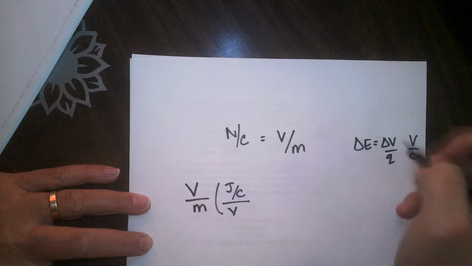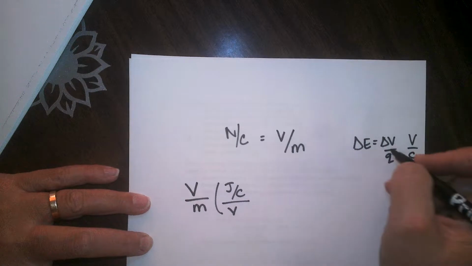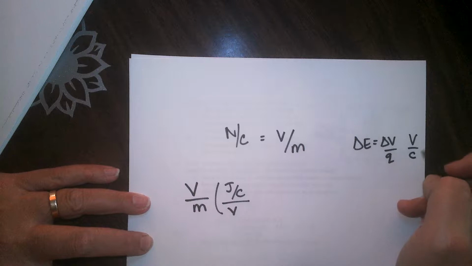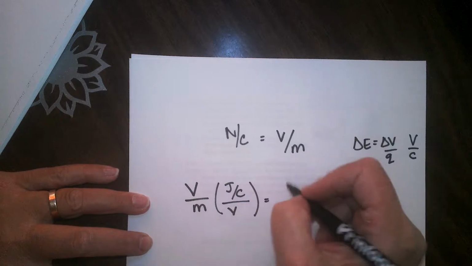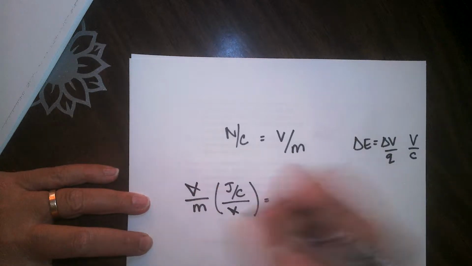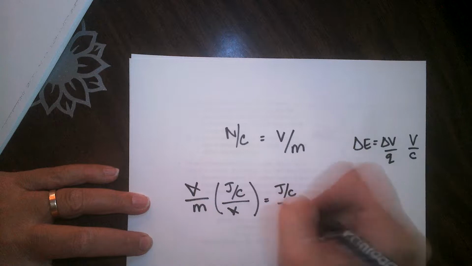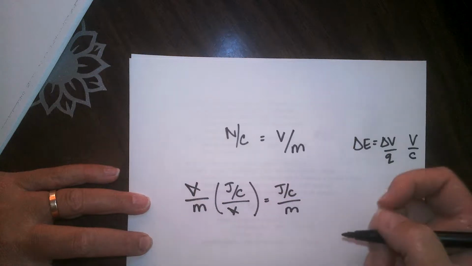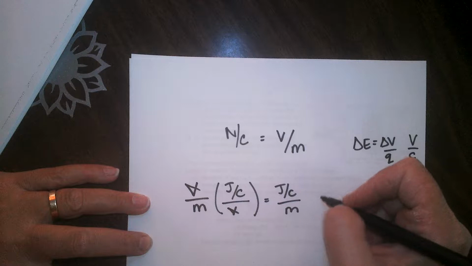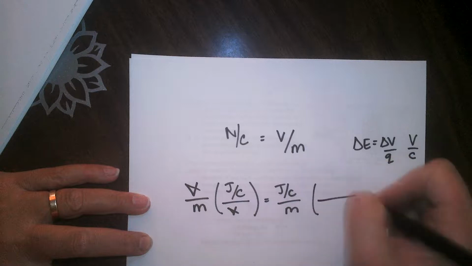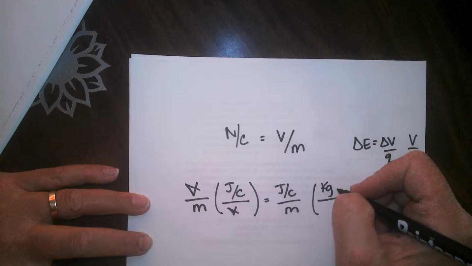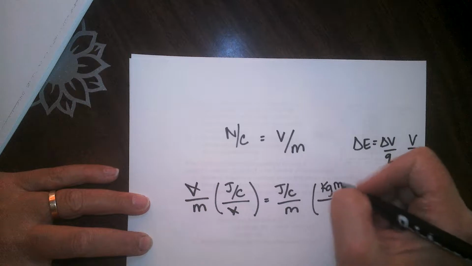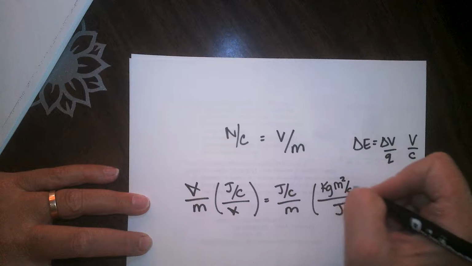If I want to isolate... Oh, I want to put my V in the bottom. Okay, so now your volts cancel out. I have joules per coulomb over a meter. And a joule is what? A joule is kilograms. Remember? Meter squared per second squared.